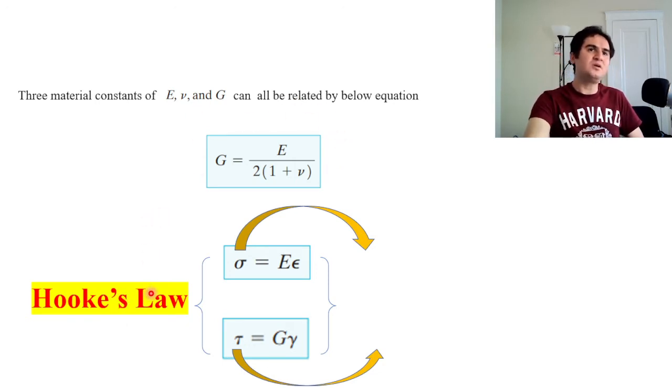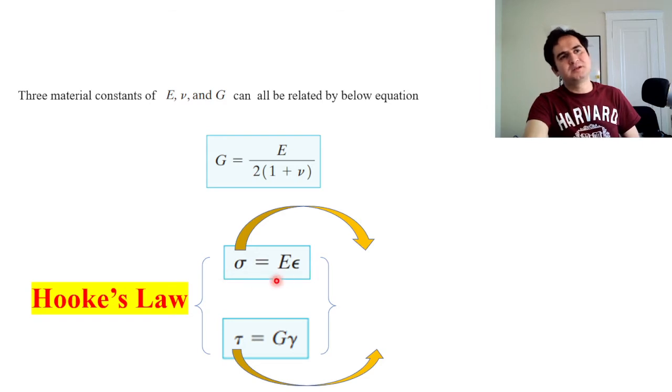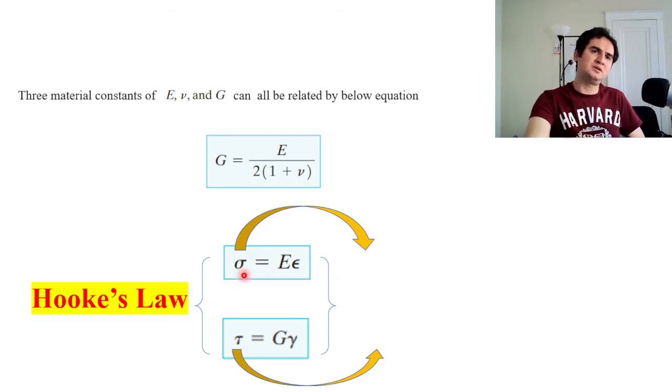And Hooke's law has a normal form and a shearing form. So in normal form, normal stress is equal to the modulus of elasticity times normal strain, and in shear, shear stress is equal to the rigidity modulus times shearing strain.